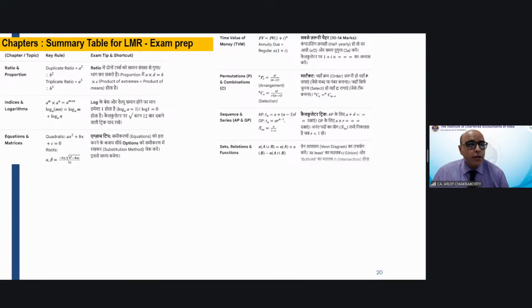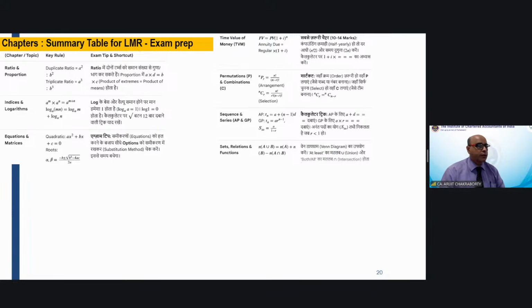Sequence AP, GP, yaad rakhiye, term n is equal to a plus n minus 1 into d, where d is the common difference. Please remember the sum also. Sum n, Sn is, n by 2, within bracket 2a plus n minus 1 into d. Please do the same for the geometric progression, and please remember the sum of the infinite GP series as well. Sets relation, we had partially covered that in the chapter on probability.